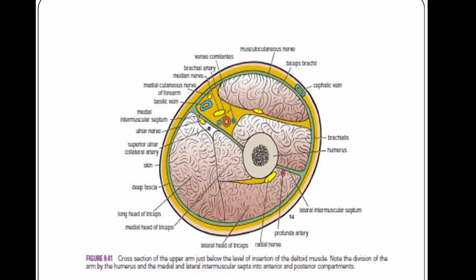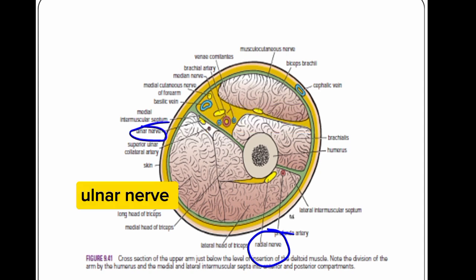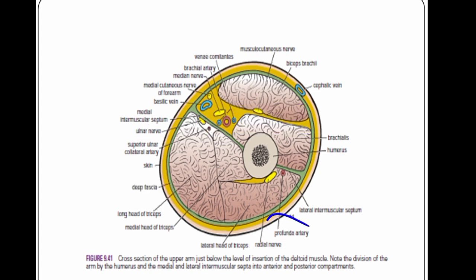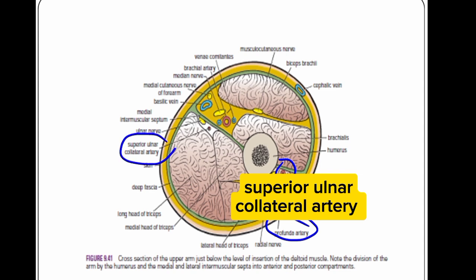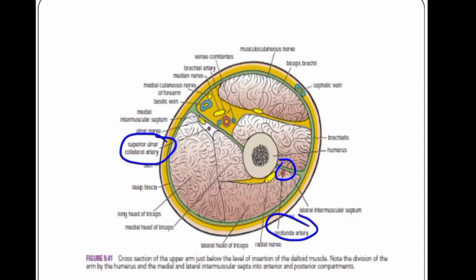Now when we see the posterior compartment, it has one muscle that is called the triceps, one long muscle that has three heads, and this muscle is called the triceps muscle. Its contents are the radial nerve, the ulnar nerve, and vessels: the profunda brachii artery is also present in this compartment, and the superior ulnar collateral artery is also present in this compartment. So that's all about the anterior and posterior osseofascial compartments.